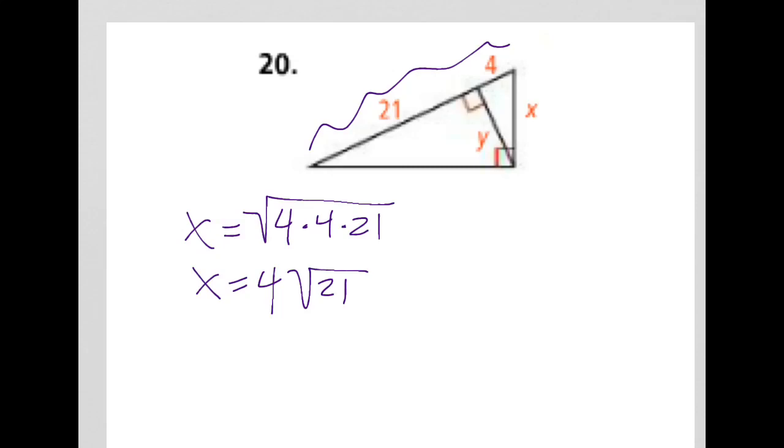Notice that I had a 4 times 4, a product of 4's. Well, that's 4 squared, and I'm taking the square root, so they undo each other. I get my 4 root 21 like that.